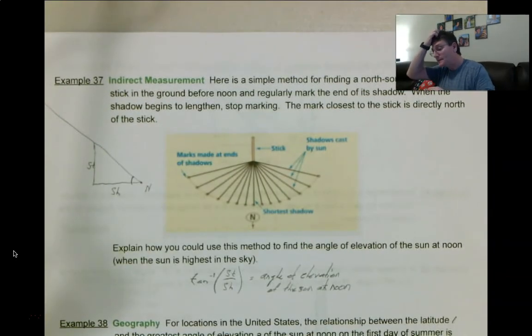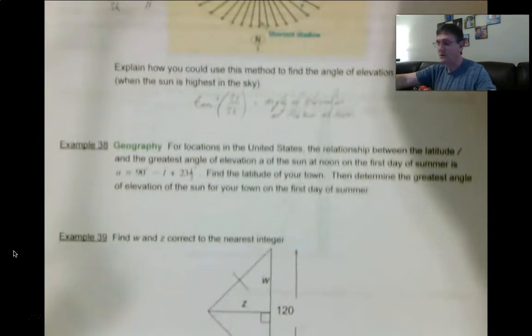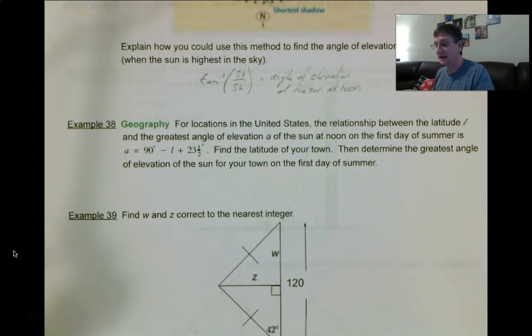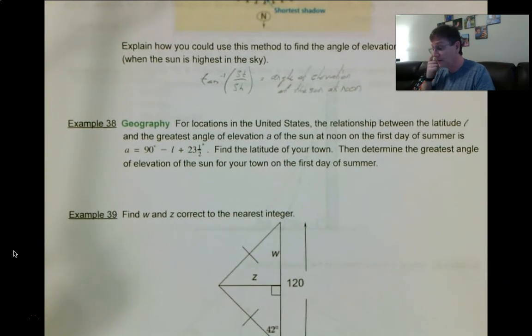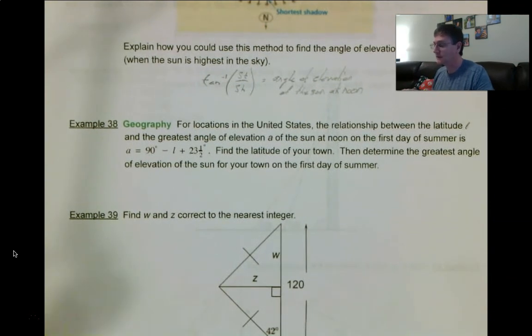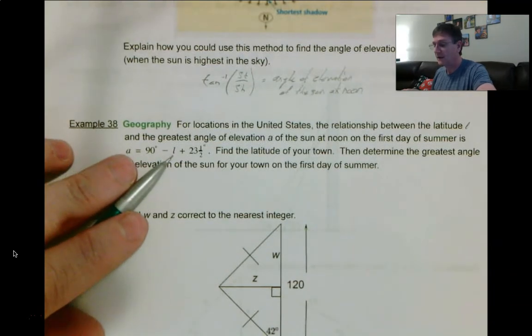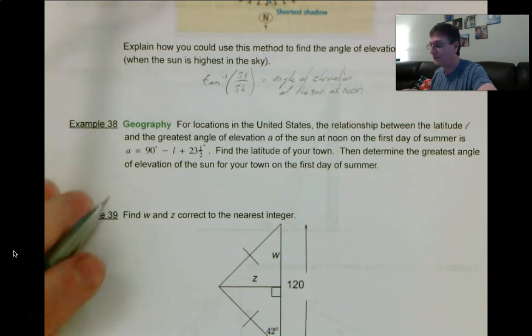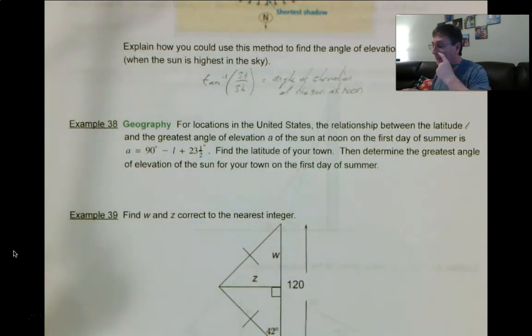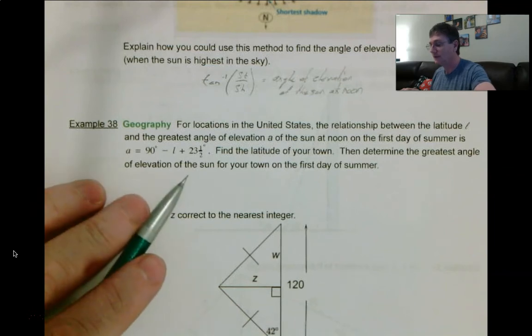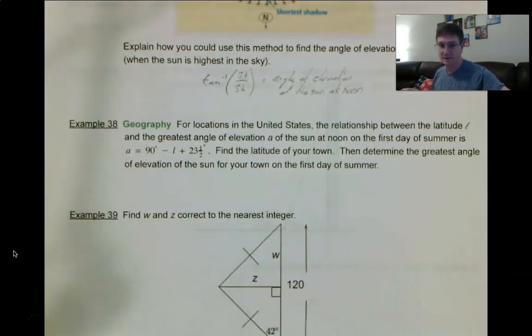Okay. Example 38. For locations in the United States, the relationship between the latitude, cursive L, and the greatest angle of elevation, A, for the sun at noon on the first day of summer, June 21st, is A equals 90 degrees minus L plus 23.5, or 23 and a half. Find the latitude of your town, then determine the greatest angle of elevation of the sun for your town on the first day of summer.